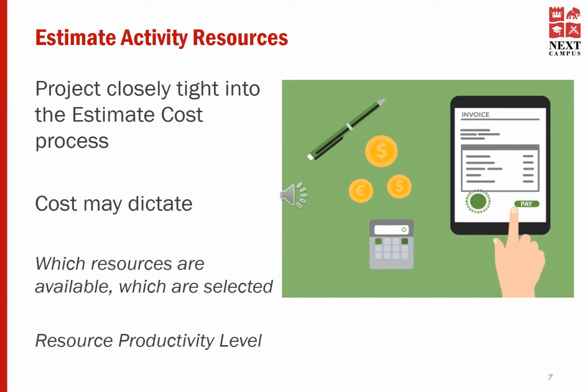Cost can also dictate the resource productivity level. Perhaps, for example, if you have a machine that runs for 24 hours, if it's going to be too costly for us, even though it is the most required thing, we may have to compromise the timing that the machine runs.